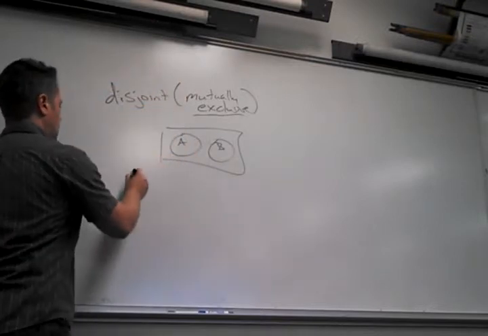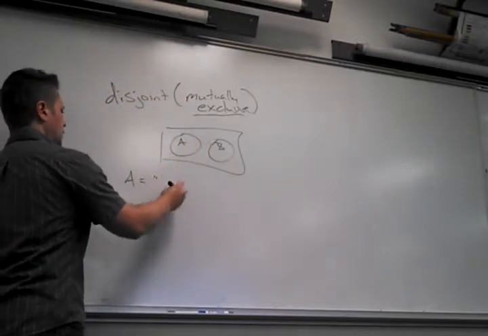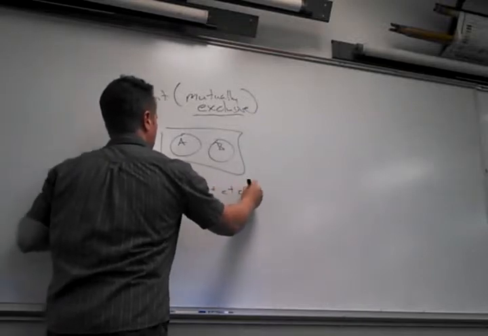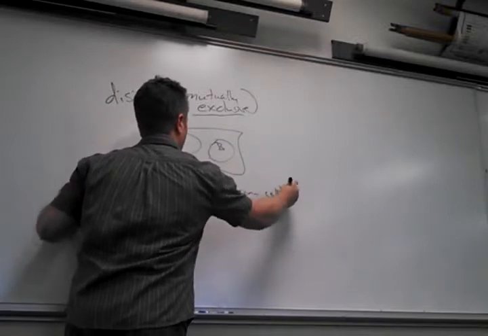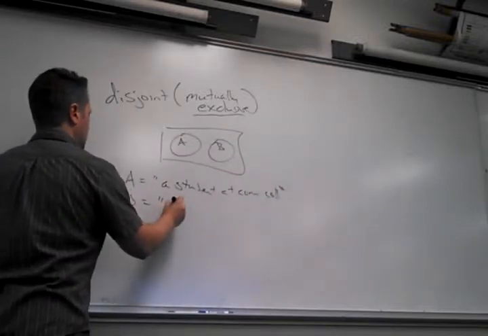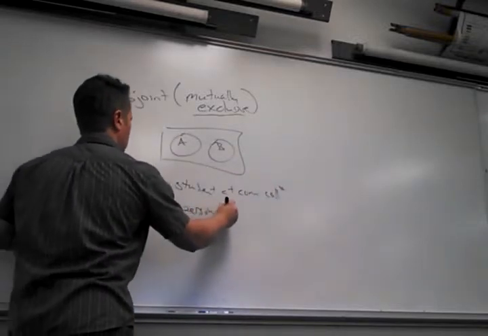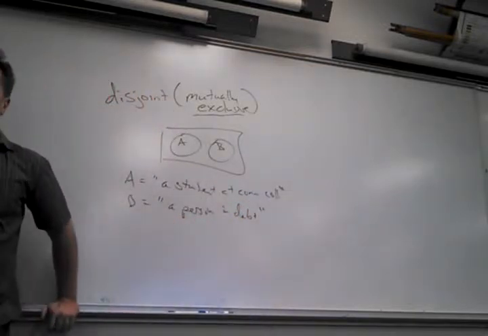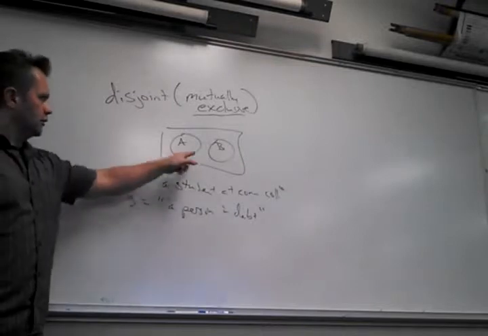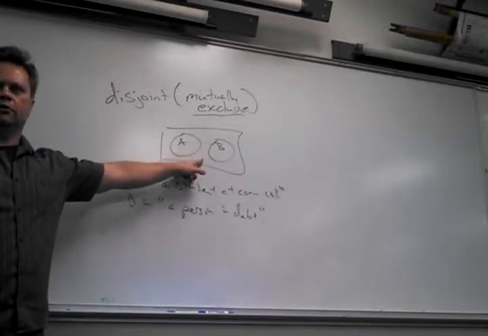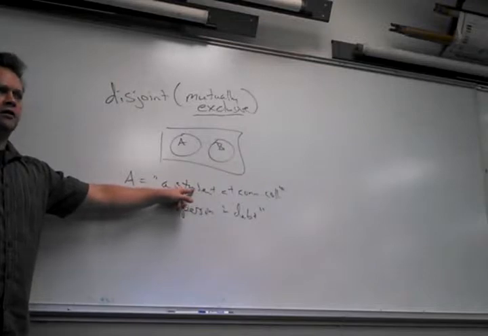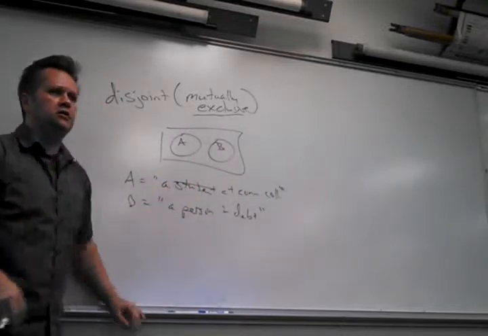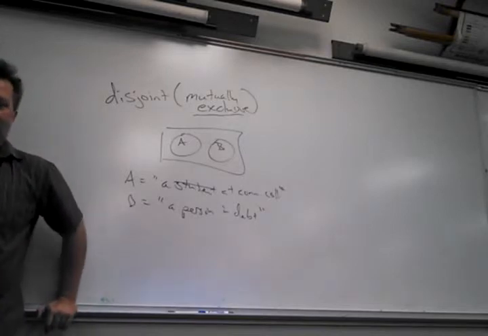So like if event A was a student at community college, and event B was a person in debt, is that disjoint or not disjoint? Meaning, would that look like this? Hell no, because people that are students at community college could very easily be in debt. In fact, I could just make this people, because some teachers at community colleges could very easily be in debt.